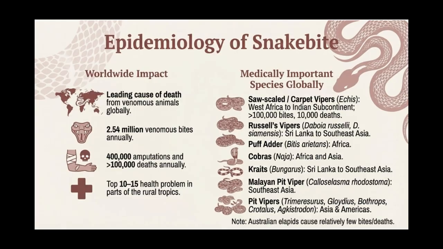Numerous cobra species are present in both Africa and Asia, while krait species are found from Sri Lanka to Southeast Asia. The Malayan pit viper is native to Southeast Asia, and various pit vipers belonging to the genera Trimeresurus and Gloydius are found in Asia. In the Americas, snakes from the genera Bothrops, Crotalus, and Agkistrodon pose significant health risks. Although Australian elapid snakes have a reputation for danger, they cause relatively few bites and result in very few deaths. Consequently, they are considered less significant from an epidemiological perspective.